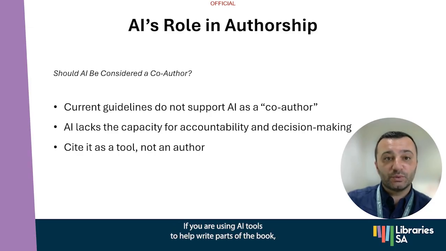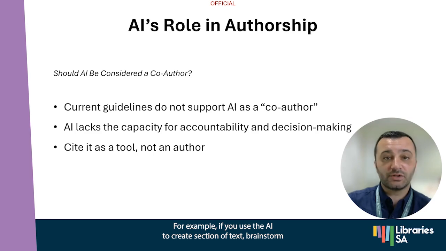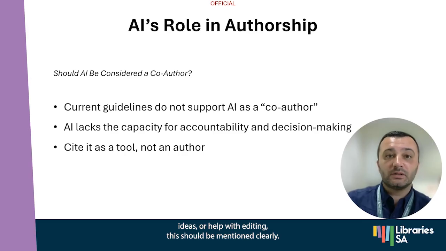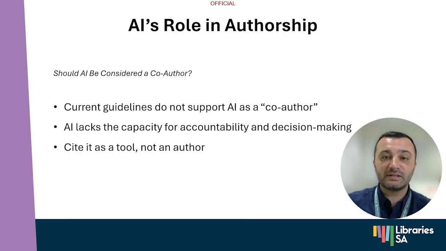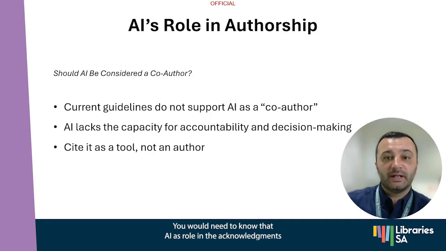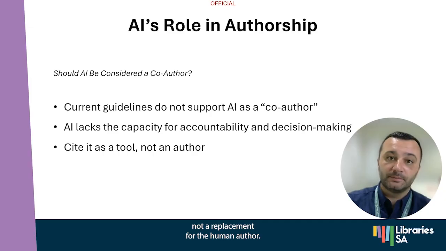If you're using AI tools to help write parts of a book, it is important to explain how you used them. For example, if you use the AI to create sections of text, brainstorm ideas, or help with editing, this should be mentioned clearly. Let's say you've written a non-fiction book on technology trends and used ChatGPT to draft parts of a few chapters. You would need to note the AI's role in the acknowledgements or preface while making it clear that you control the final content. The AI is simply a tool to help, not a replacement for the human author.